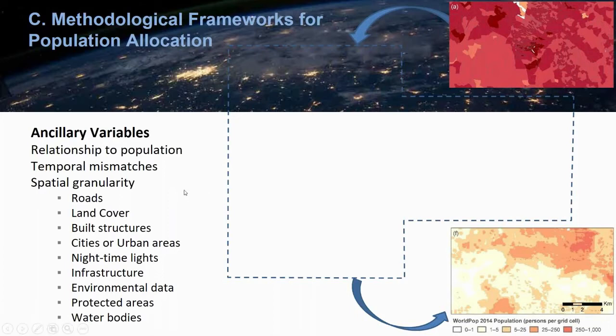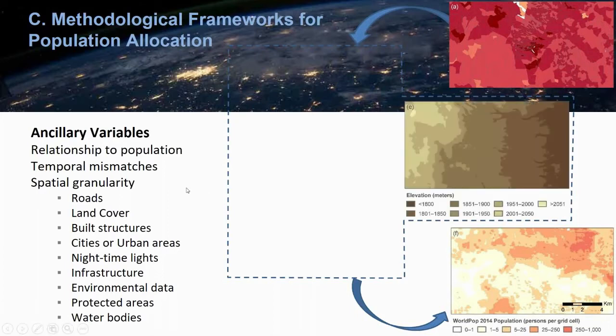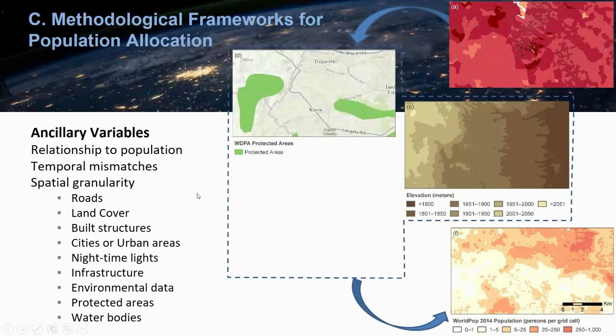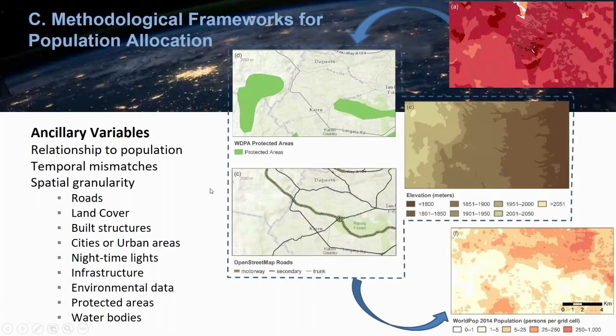Furthermore, it's really important to understand the quality of these ancillary variables. What is the spatial granularity, for example, of elevation if we use it, or protected areas? What is the underlying mapping scale of road networks that are used to derive, for example, road density or the distance to roads? These are all possible ancillary variables that have been used in the literature for a long time and have been proven to be effective in regions where we might not have fine resolution enough data.